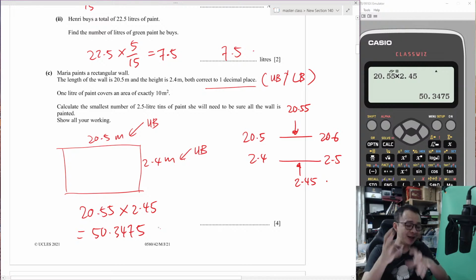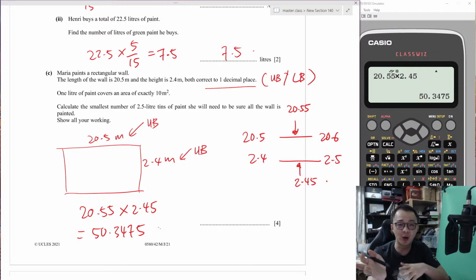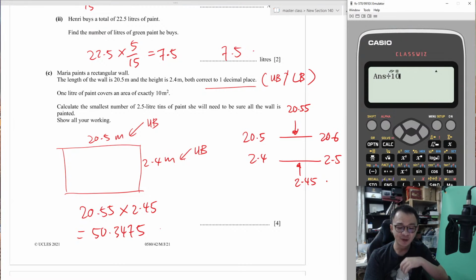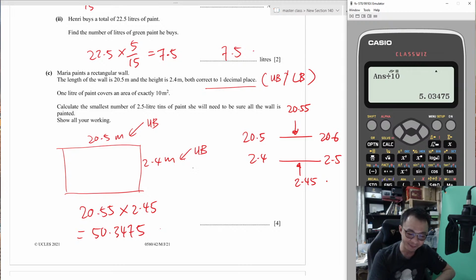Right now, 1 liter can cover exactly 10 meters square. So I divide by 10 first to see how many liters I need here. If I divide by 10, I will need about 5 liters. Each tin covers 2.5 liters. So if I buy 2 tins, it can only cover 5 liters, but I need more than 5 liters. So in this case, I will need to buy a minimum of 3 tins. Okay, you get the idea.